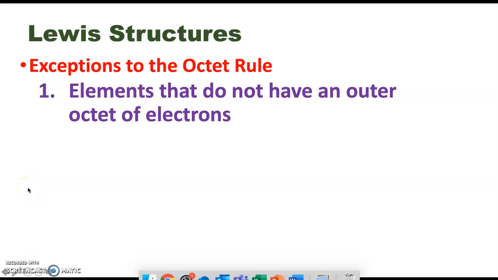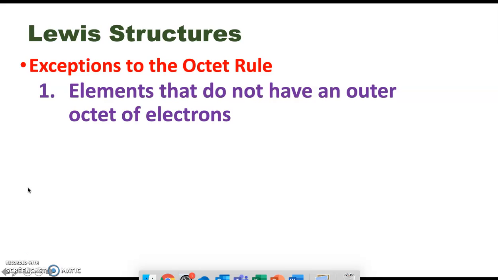This video will be part 3 of Lewis structures and will be the final video of chapter 6 and the final video of Lewis structures, obviously. I will go over the exceptions to the octet rule. There are Lewis structures that violate the octet rule.